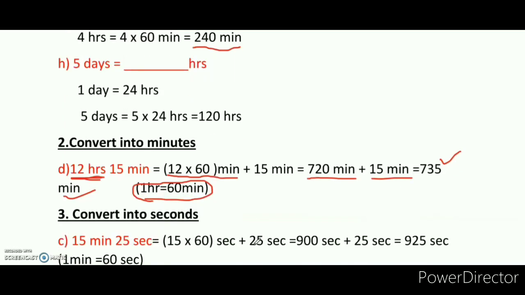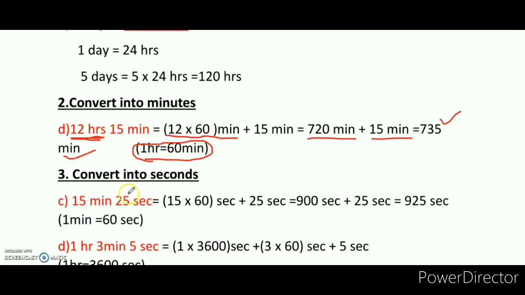Next, question number 3, it is given convert into seconds. Here in bit C, you can see 15 minutes 25 seconds is there. We have to convert this 15 minutes 25 seconds all together to seconds. So we all know children, 1 minute is equal to 60 seconds. So 15 minutes will be 15 into 60 seconds.